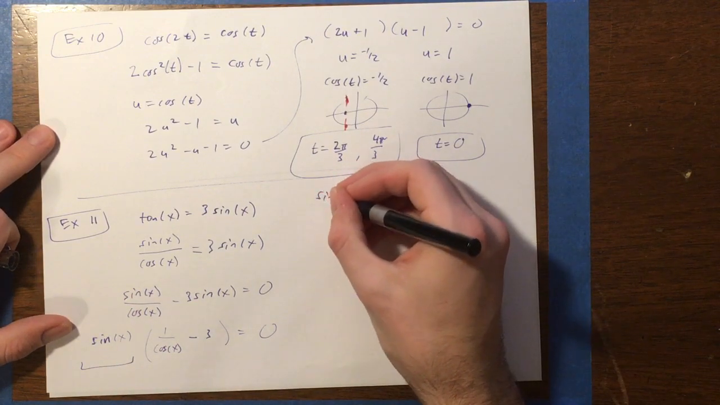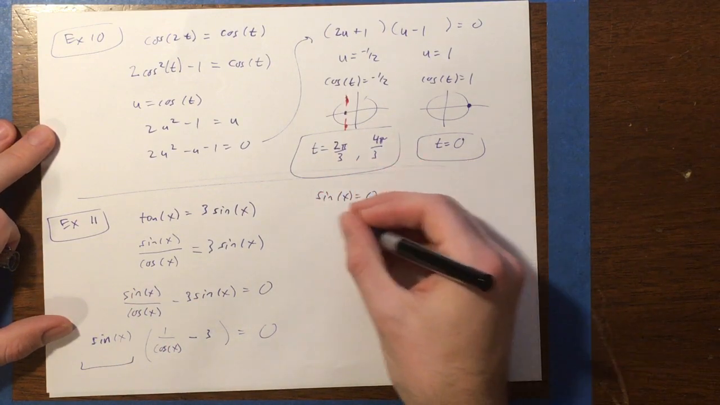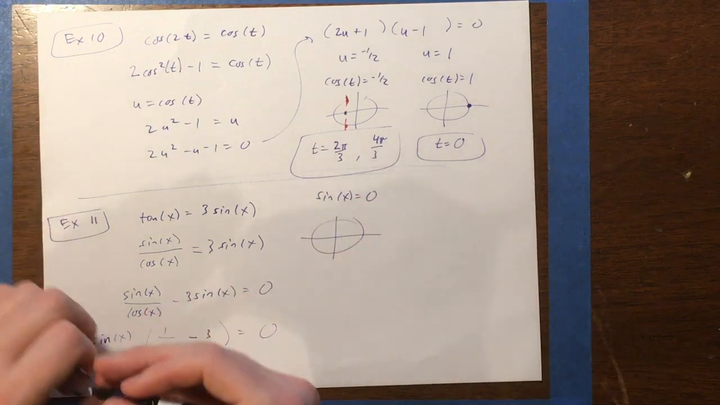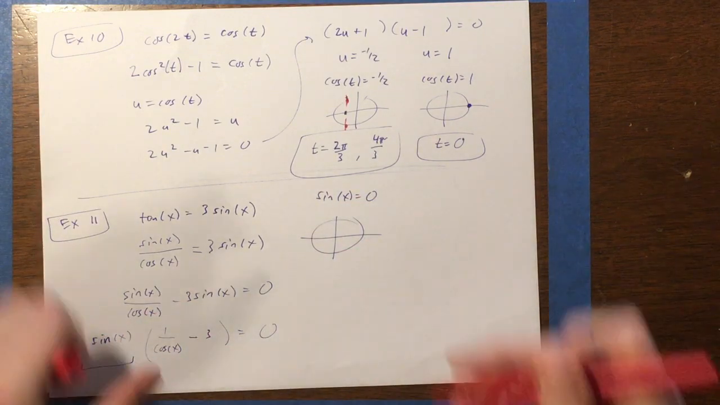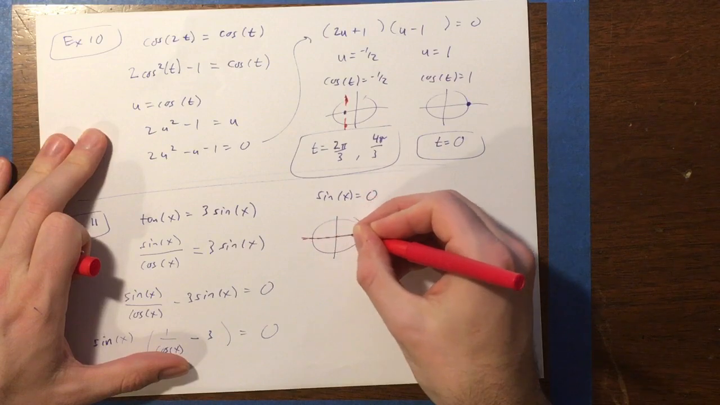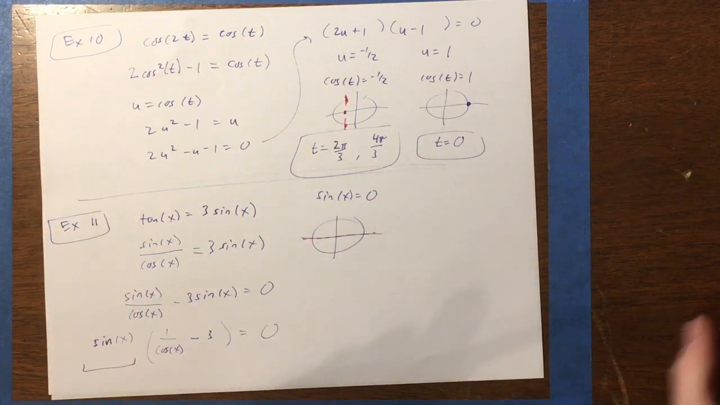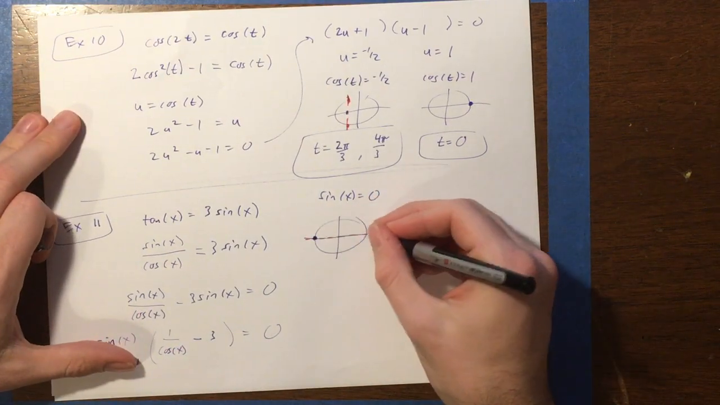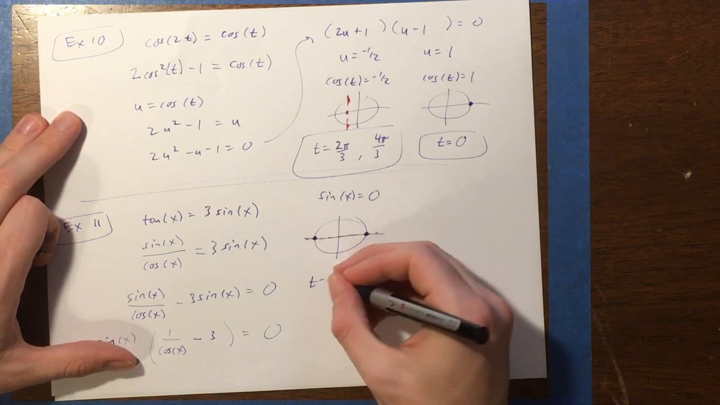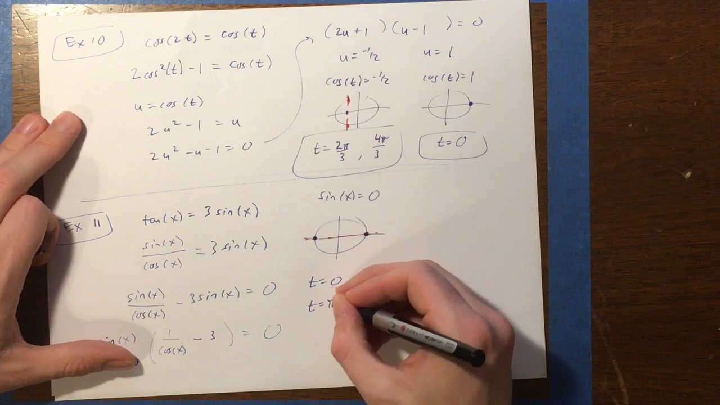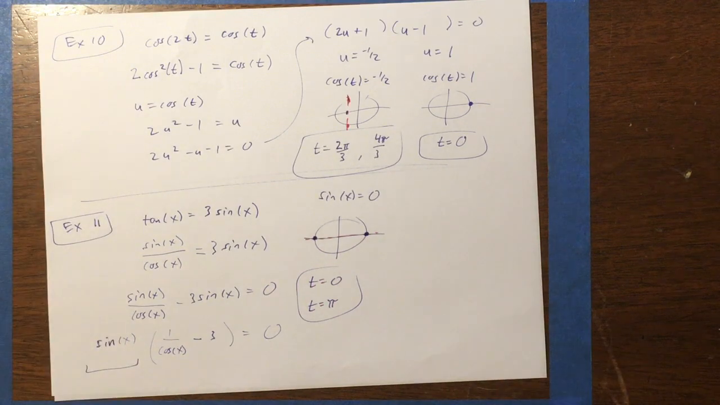One possibility is that sine of x equals 0. If sine of x equals 0, we're talking about the y-coordinate being equal to 0, which means we draw a line right here along the x-axis, and that would give us 2 points on the unit circle, one over here and one over here. And those would be t equals 0 and t equals pi. So there are two solutions to our equation.